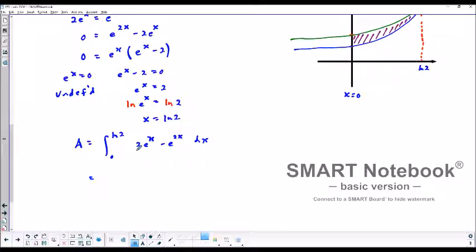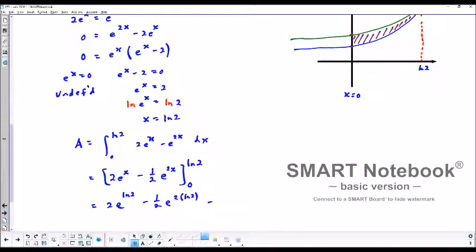Okay, so trusting that you've paused the video and worked through this, we've got 2e to the x and then minus 1/2 e to the 2x. And that's going to be evaluated from 0 to ln 2, sorry, natural logarithm of 2. And so we've got 2e to the natural logarithm of 2 minus 1/2 e to the 2 ln 2.